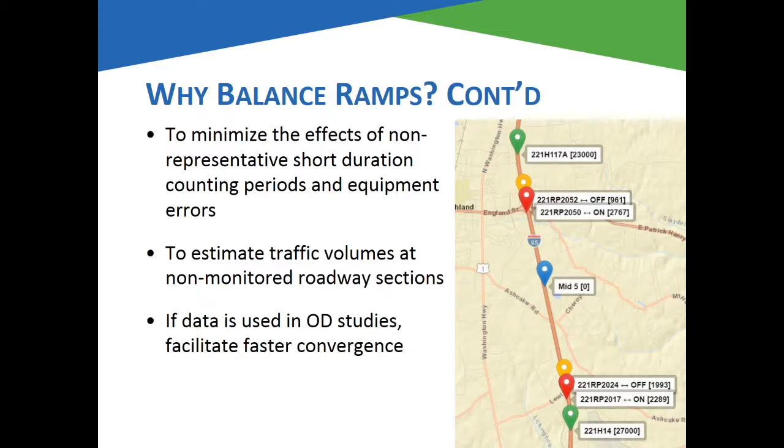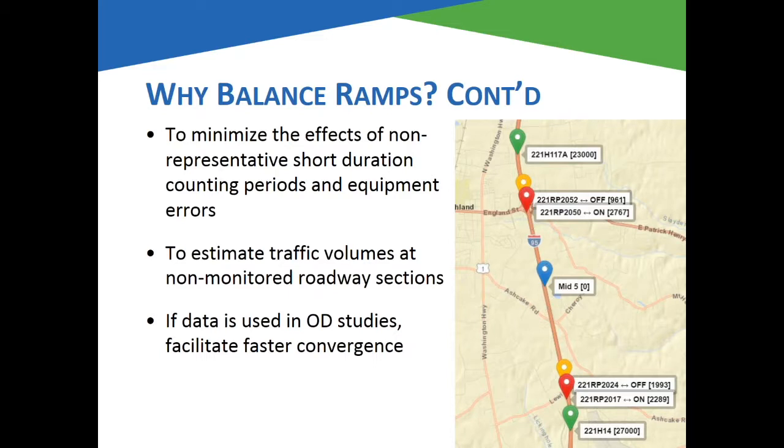So to minimize the effects of these short duration counts, which typically are difficult to match up with your continuous counters, you perform this ramp balancing. You can also use it to estimate the traffic volumes at non-monitored roadway sections. That's the blue marker here. That's a point on the network where we want to estimate counts based on the continuous counter and the ramps on and off that we've monitored.